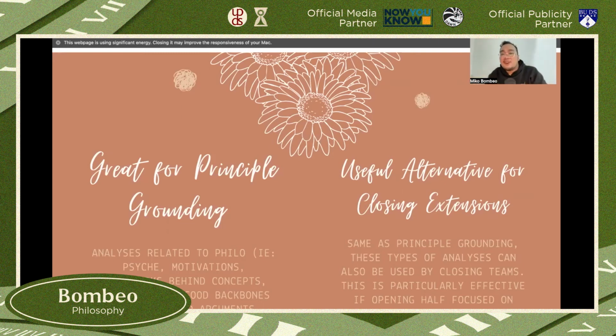The second thing is that it's also a useful alternative for closing extensions. So it's the same as the principle grounding discussion. These types of analyses can also be used by closing teams, and this is particularly effective if opening half focused on pragmatics primarily. Again, it's not advised that you use it as your main extension, but if it's a movements motion, for example, and opening half talked about getting the numbers for the movement or swaying the moderates, etc. Those types of analysis, very pragmatic, looking at pragmatic outcomes, pragmatic benefits.